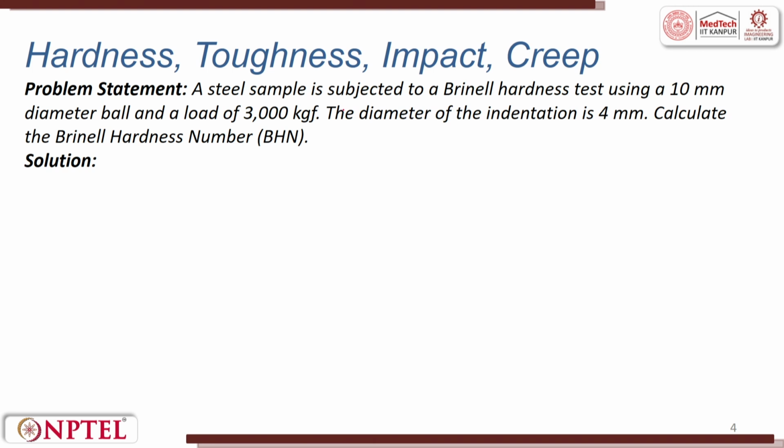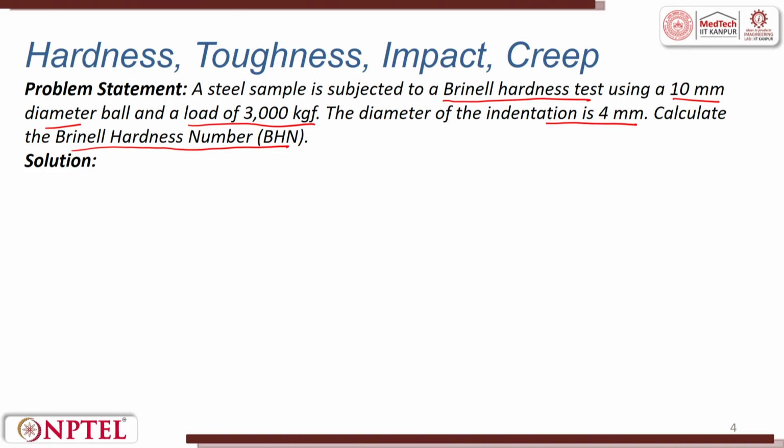A steel sample is subjected to a Brinell hardness test using a 10 millimeter diameter ball and a load of 3000 kgf. The diameter of indentation is 4 millimeter. Calculate the Brinell hardness number. I will also discuss in the next week the laboratory demonstrations on the different tests in solid mechanics, the tensile test, compression test, and also we will talk about the hardness test. There also we will see how we actually conduct the test to understand the Brinell hardness or other hardness numbers, and we will see how the relations hold good.